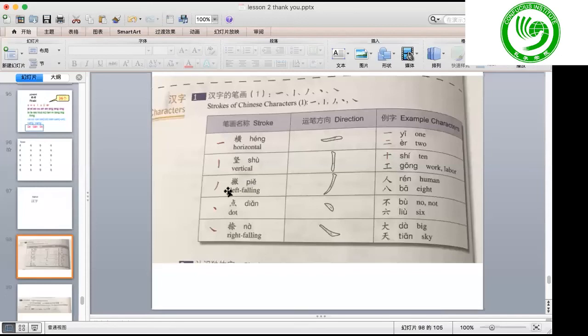Yes. And then how to write the next one? The next one, it is called 撇, left falling. English name is left falling, but in Chinese it is 撇. How to write a 撇? Still from top to bottom. Let us write it together. Open your notebook. Write it with me. From top to bottom.